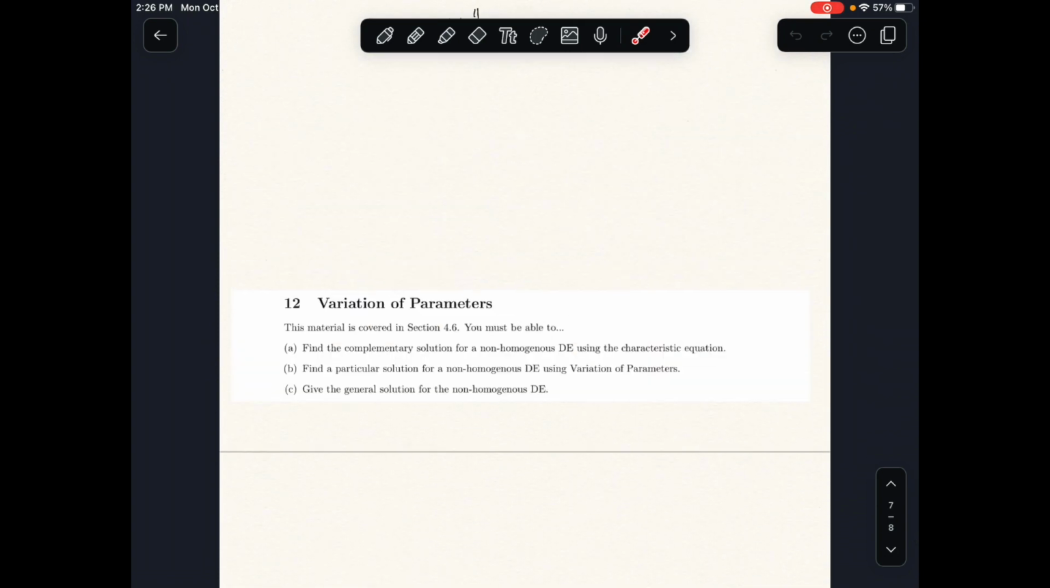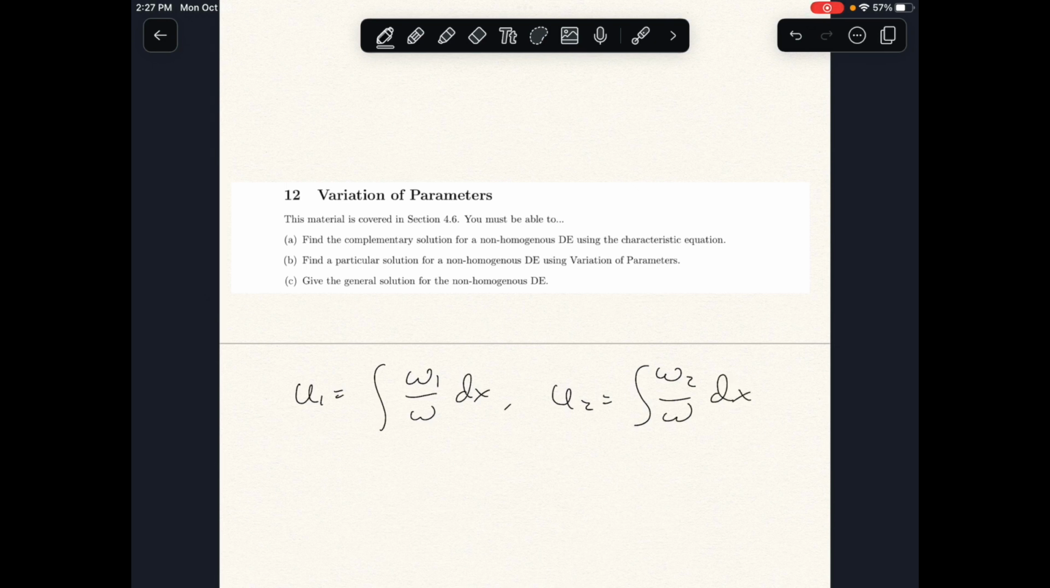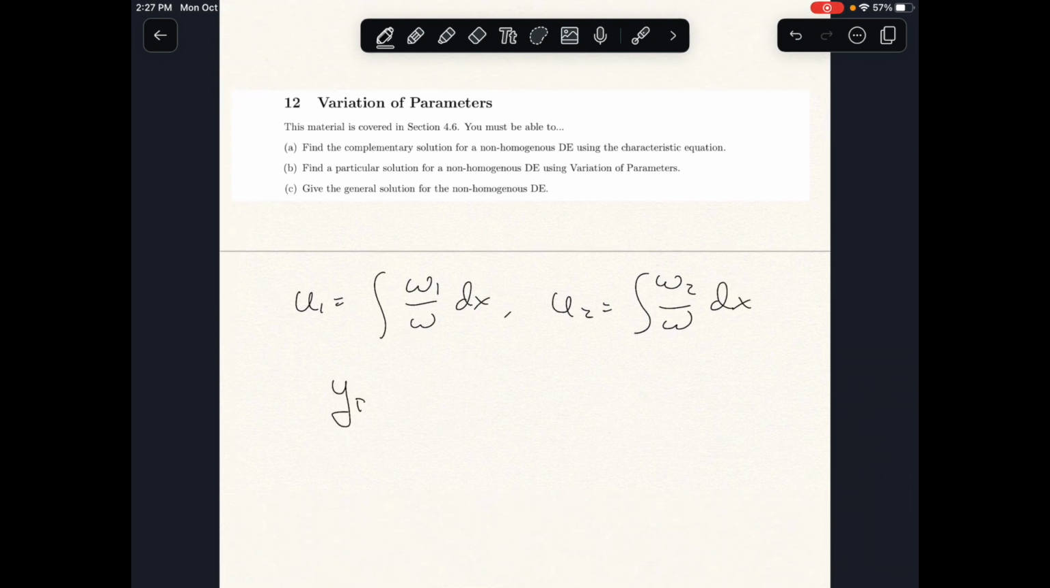All right, and then variation of parameters is the last thing. So again, you need to know how to find the complementary solution. We already went over that, but you need to know how to do that here as well. And then part B, you need to be able to find a particular solution for a non-homogeneous DE using variation of parameters. So this is where you do the whole u1 equals the integral of W1 over W, and u2 equals the integral of W2 over W. And then y sub p is going to be u1 y1 plus u2 y2.